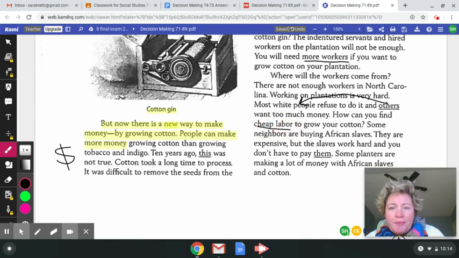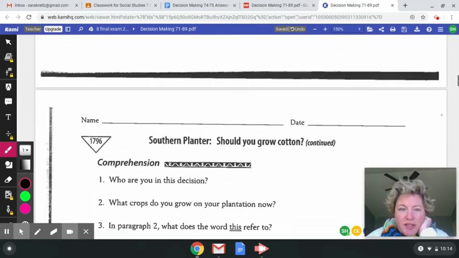Some neighbors are buying African slaves. They are expensive, but the slaves work hard and you don't have to pay them. Some planters are making a lot of money with African slaves and cotton. So the ones not getting paid are going to be the slaves. So you have a financial decision and a moral decision to make.